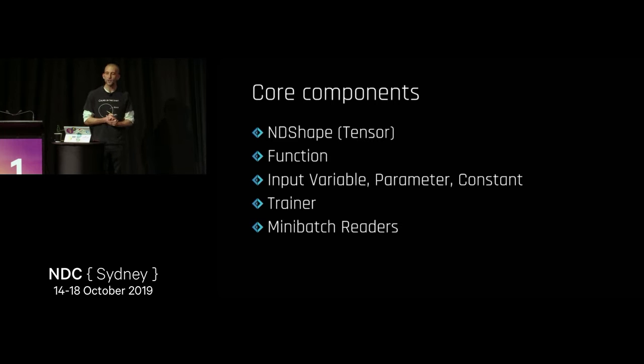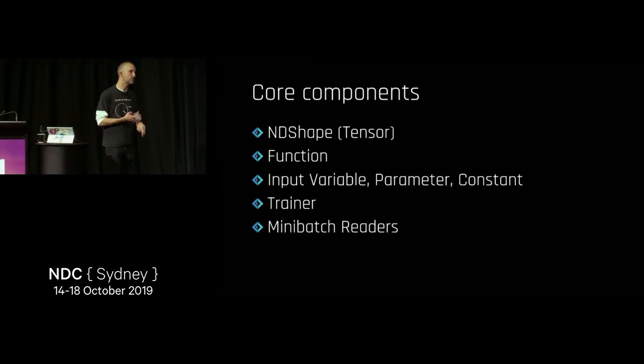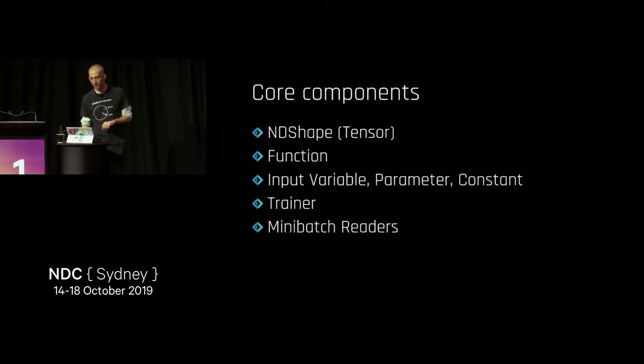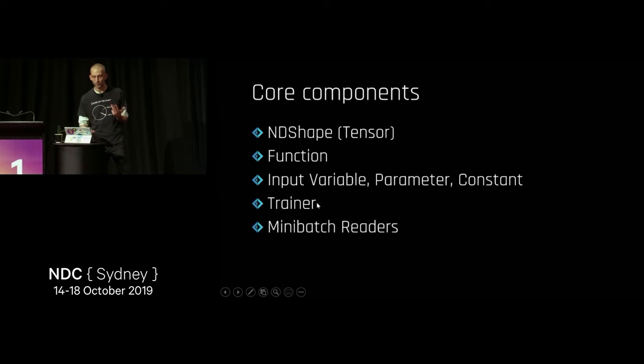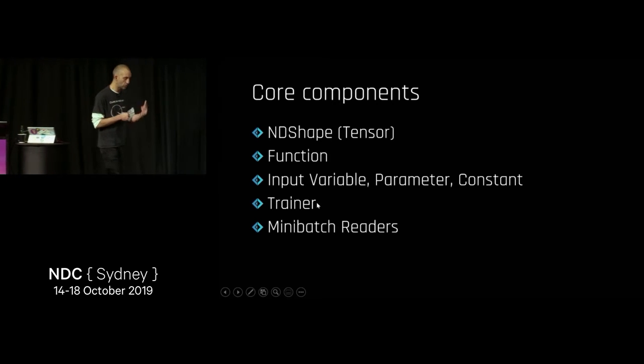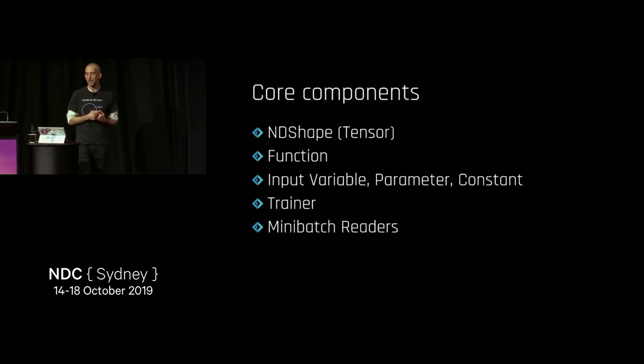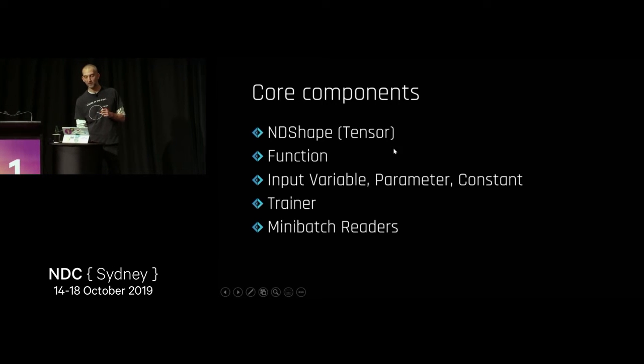The core components of the library, you have a couple of things. The first, really the base element, is what people in CNTK call an ND shape, or also a tensor. This is what you find in TensorFlow as well. You have functions. You have input variables, parameters, and constants. You have trainers. Trainers are things like how do I want to update my weights? And I'm going to develop a bit on tensor, function, input variable, and constant in a second.